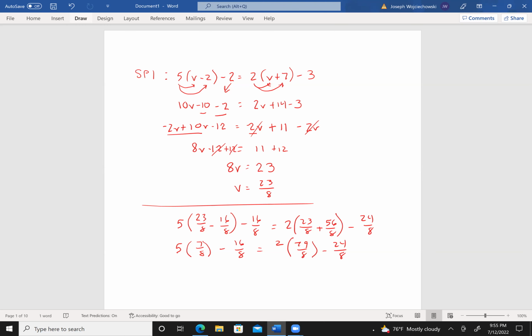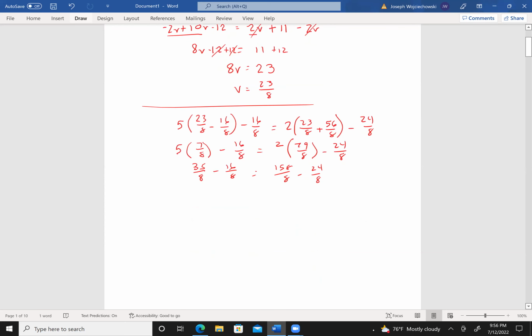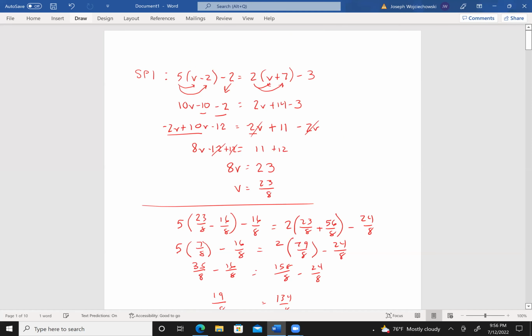So 5 times 7/8 is 35 over 8 minus 16 over 8. 2 times 79, we have 158 over 8 minus 24 over 8. And it looks like we have an issue. So what did we do wrong? Because this becomes 19 over 8, and this becomes 134 over 8. So where'd we go wrong here?